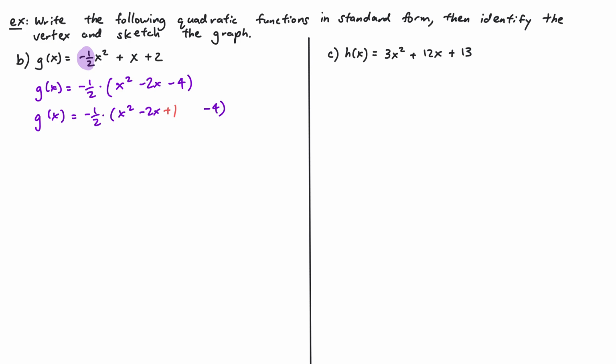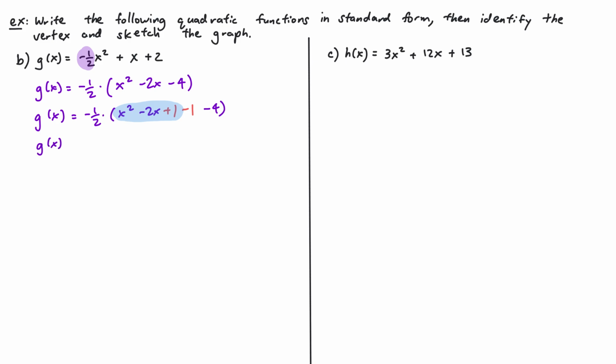Now, if I just add 1, this changes my function. I'm no longer working with the function that I started off with. So to balance things out, we also need to subtract 1. The +1 and the -1 cancel each other out, so I'm not changing my function at all. But by adding 1, this allows me to factor these terms here as a square. And that's our next step.